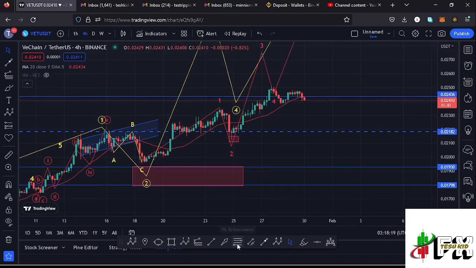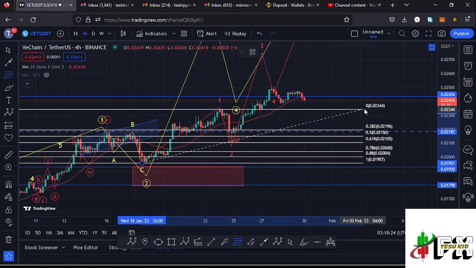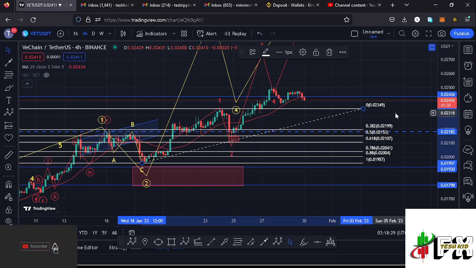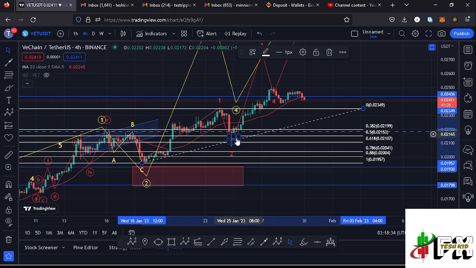by connecting the Fibonacci's from the low of the first wave to the high of that wave 1, and that gives me a minimum retracement area between the fib level 0.5 and the fib level 0.618, which is a target area that we fully maximized.